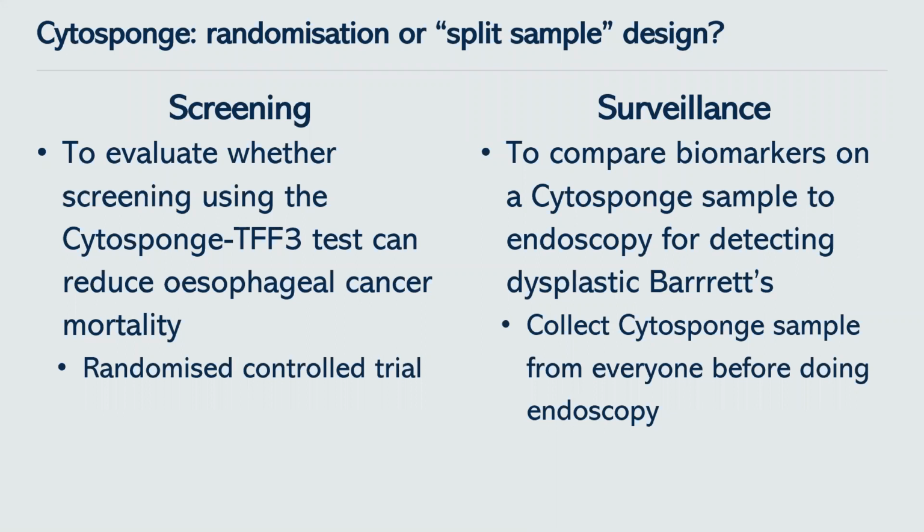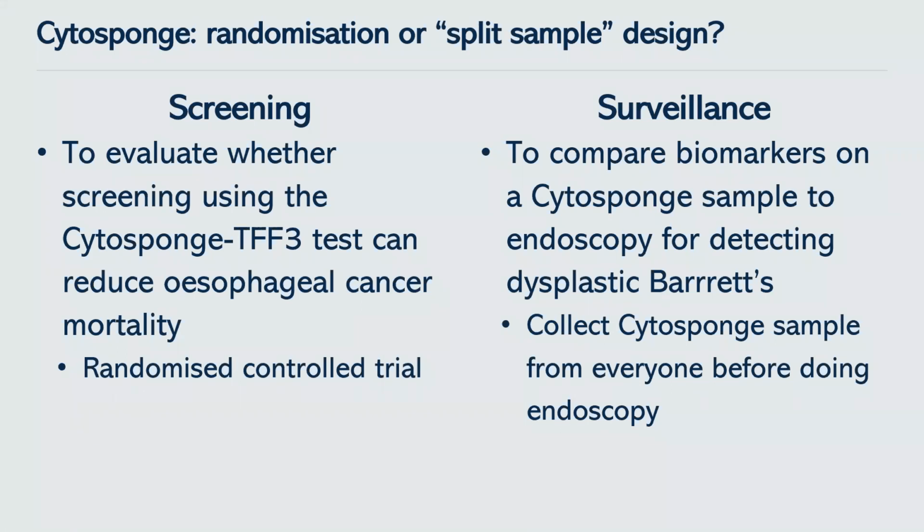So there are two applications of this. We could either look at the sponge in a screening setting, and that's what we want to do, a randomized controlled trial, to see whether by offering this test to people who have esophageal reflux, gastroesophageal reflux, we can actually find disease, intervene, and prevent death from esophageal cancer. And that will be a randomized controlled trial.